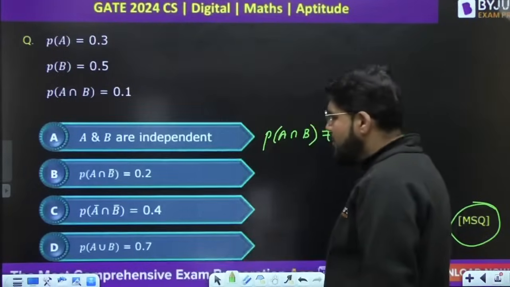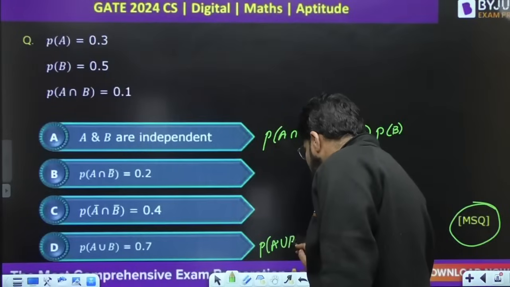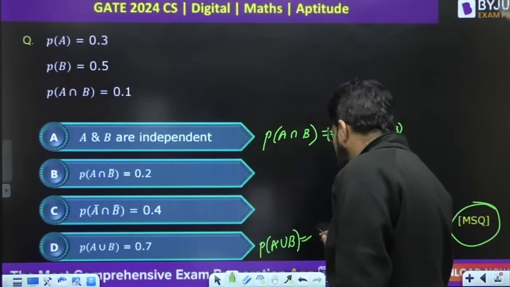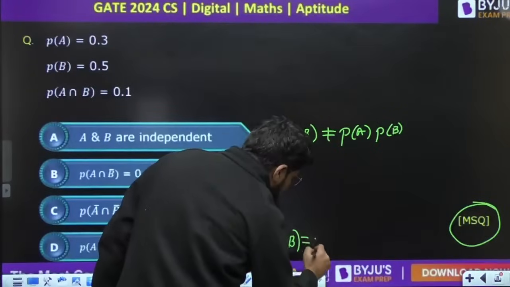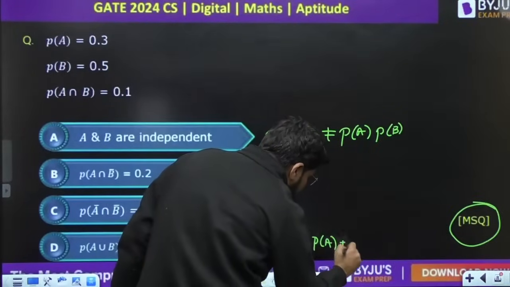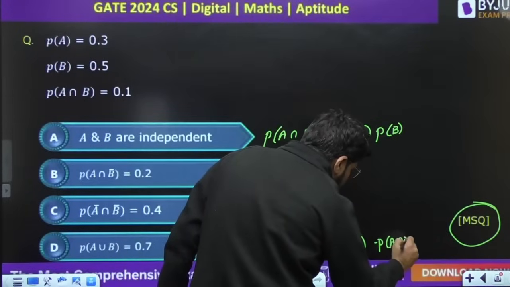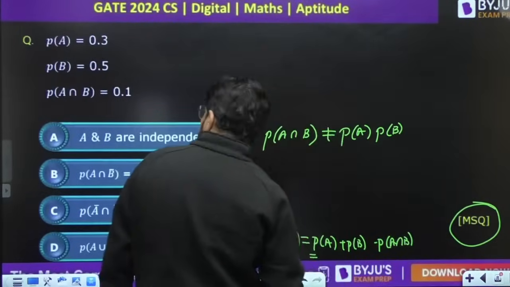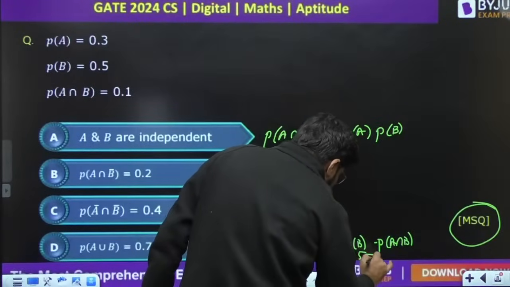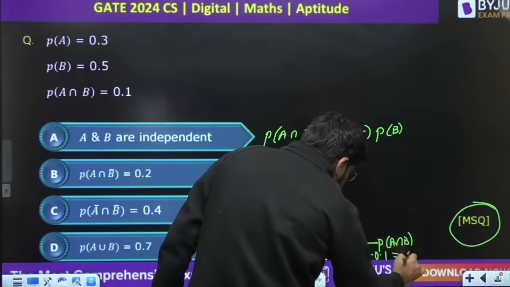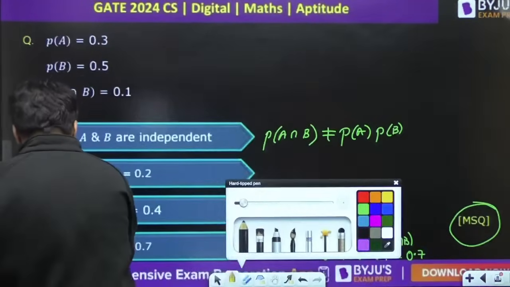So definitely they are not independent, they are dependent. Then P of A union B, this is simple. As we all know, the formula is PA plus PB minus P of A intersection B. So this is going to be 0.3 plus 0.5 minus 0.1, so the total is 0.7.